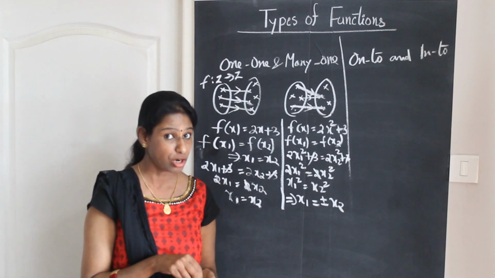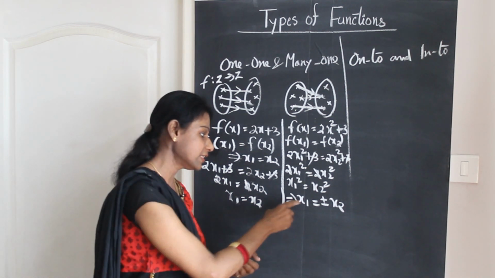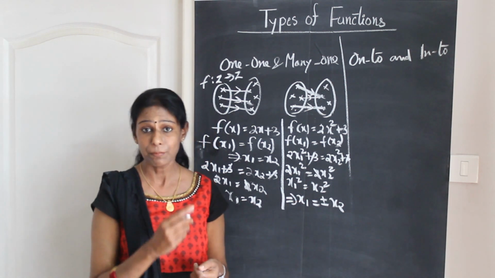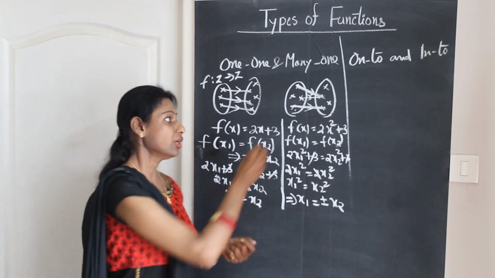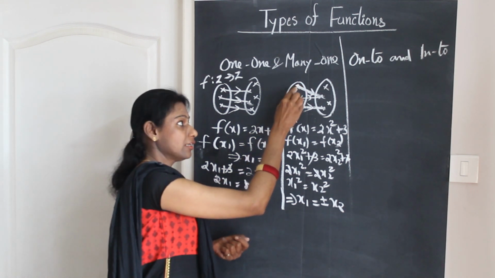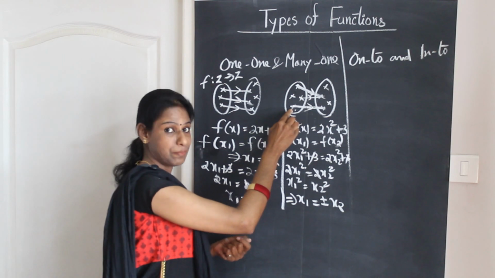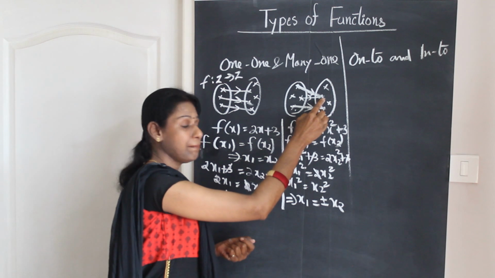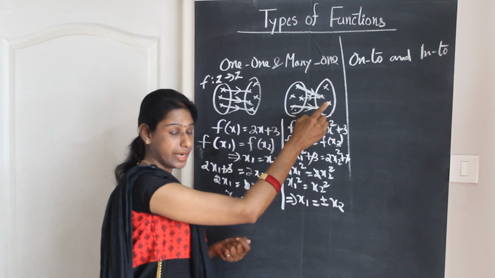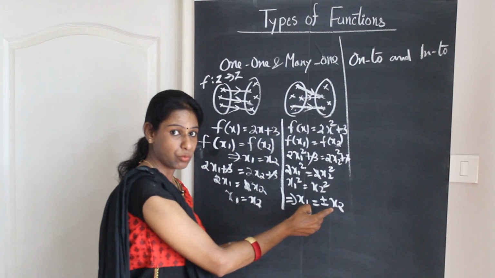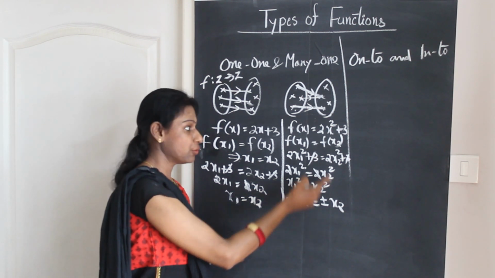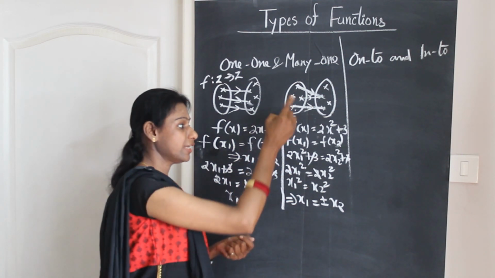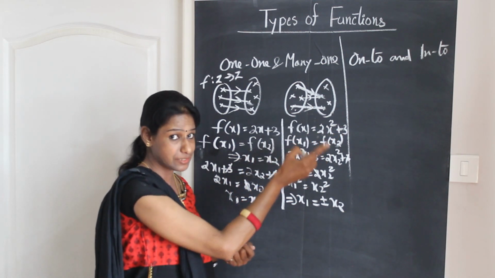So x1 may not be equal to x2 always, because x1 square is equal to x2 square implies x1 is equal to plus or minus x2. So if here is minus 1 and this is plus 1, both minus 1 and plus 1 will have the same image in the range, because x1 equal to minus x2 is also possible. So the function is 2x square plus 3. For plus 1, the image will be 2 into 1 square plus 3, that is 5.